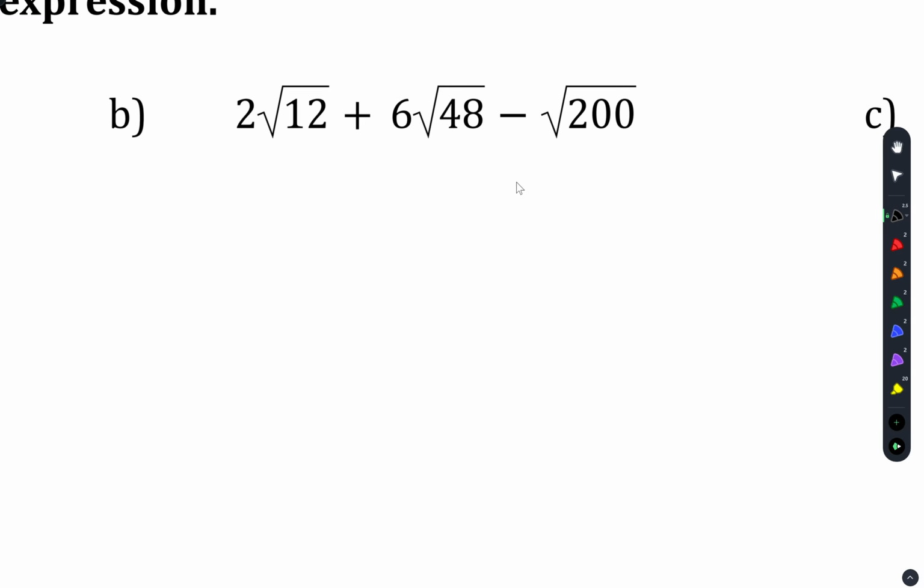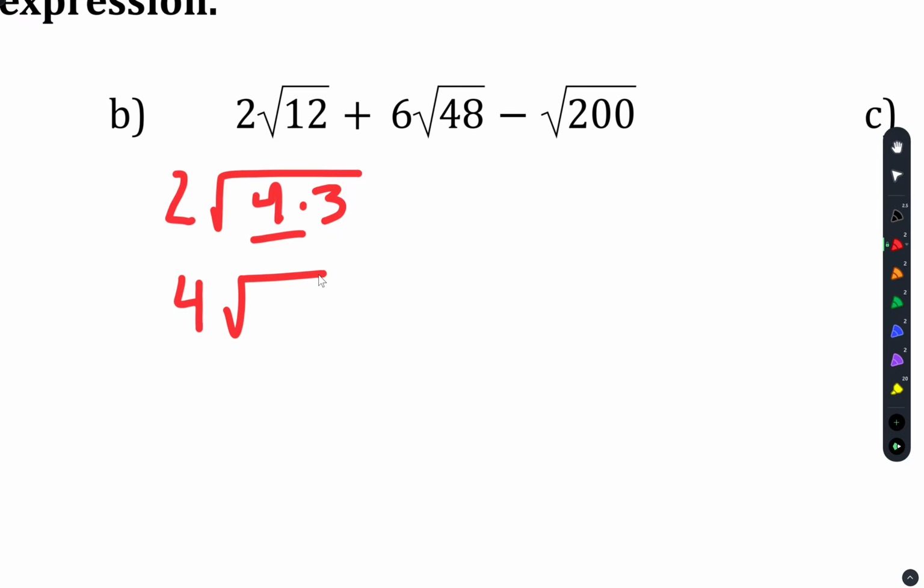Is there anything the same in letter B as it stands right now? Any radicands that are the same? No. So we're going to simplify each one of these pieces separately. 2 square root 12. What does that simplify into? Cody? What does 12 break into, though? Thank you. 4 square root is 2. We already have a 2 out there. They're going to multiply together. That's a 4 when they multiply together. Leave the 3 in there.